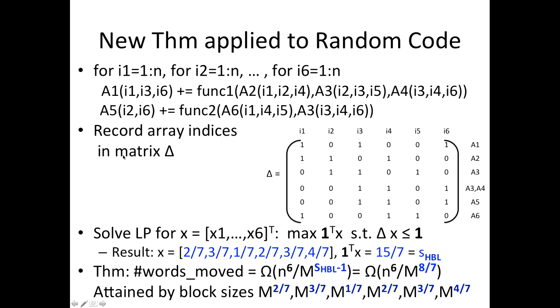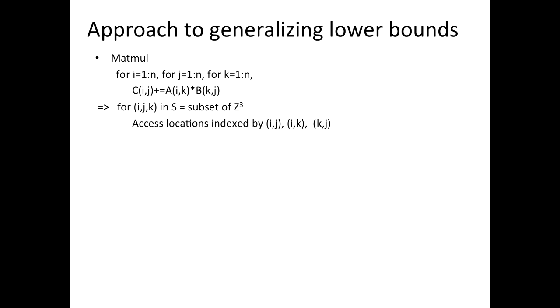And so the theorem says that no matter how I reorganize this mess, I have to do at least the number of loop iterations divided by m to the 8/7 words moved. And it tells me how to do the optimal tiling. And so this is something you can imagine putting into compilers. And we're talking to the compiler community about this. So here is, as I said, matrix multiply. All I need to know about it is that I have 3 nested loops. And they're iterating over some subset of triples of integers. And I'm accessing locations indexed by ij, ik, and kj. That's all I need to know.